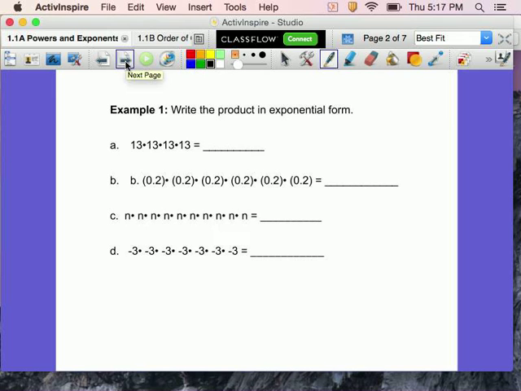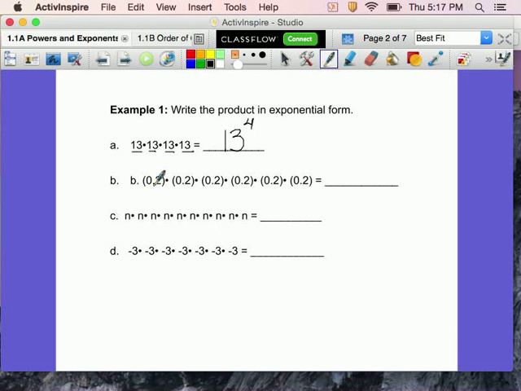Moving on. Writing the product in exponential form. These are a whole bunch of repeated multiplication problems, and we can shorten that up by using exponential form. Exponents are a shortcut to multiplication, just like multiplication is a shortcut for addition. So up here, just count how many factors you have. I have 1, 2, 3, 4 factors. So the 13 is the base, and I have 4 factors for the exponent.